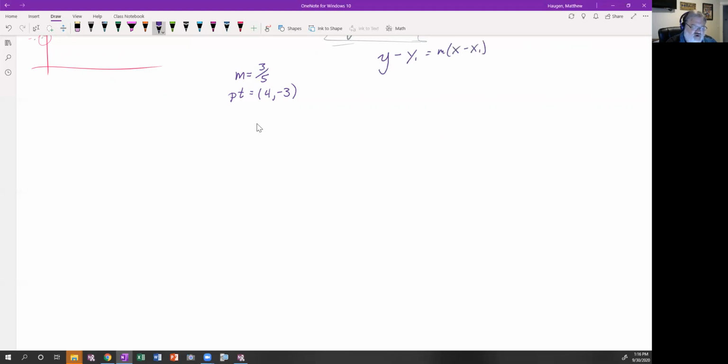A lot of folks even go one further. They'll do the addition and use m times x minus x1, plus y1. This is just a slightly modified point slope form that's nice to start with, but you can start at either place. So we'd have y minus the -3 equals 3/5 times x minus the 4. And that's the equation of our line, which we should clean up, but still, that's the equation of our line.